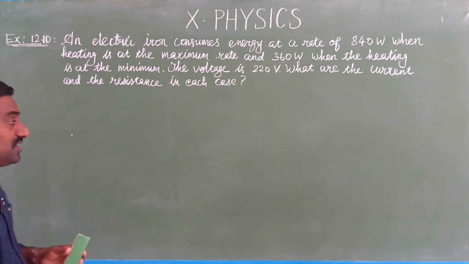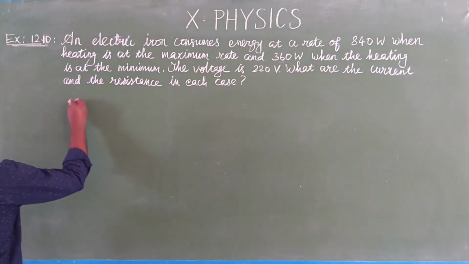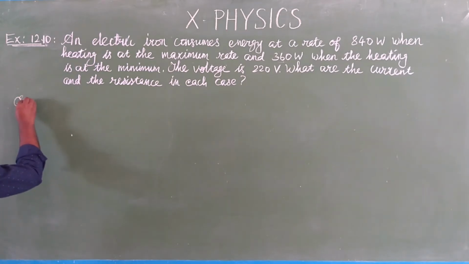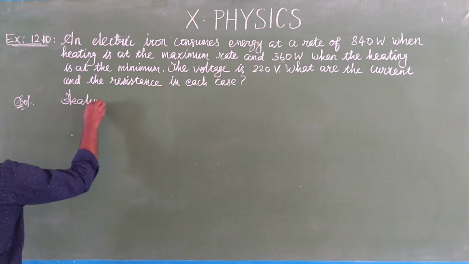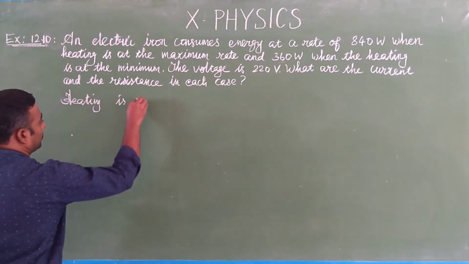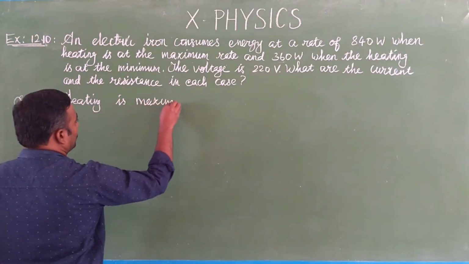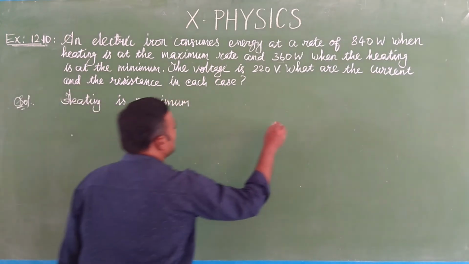So the electric iron has two conditions. The first one is when heating is maximum. Another one is when heating is minimum.